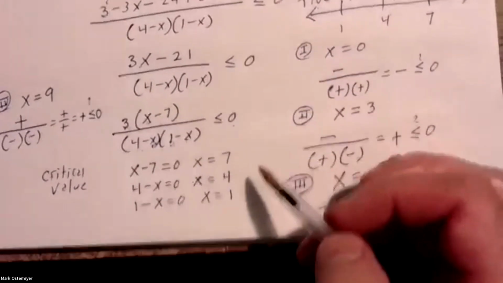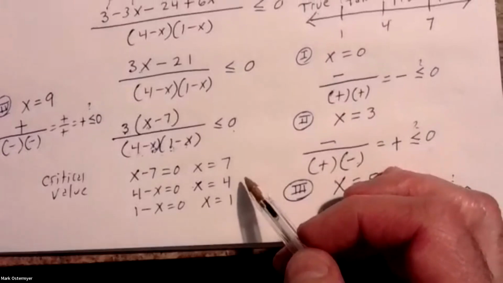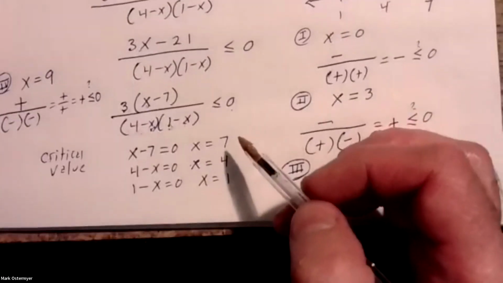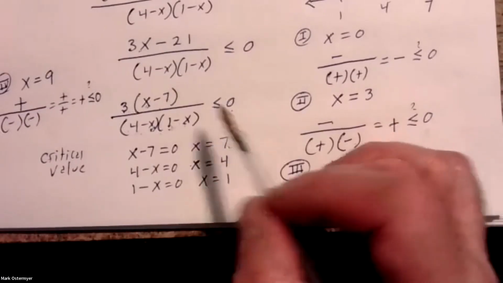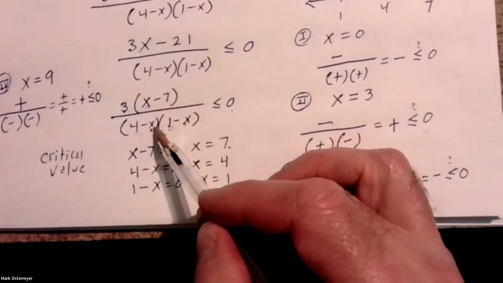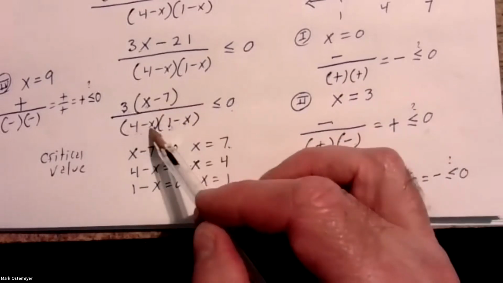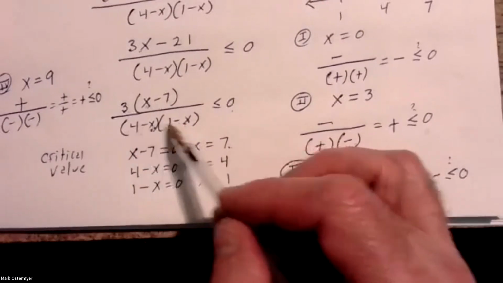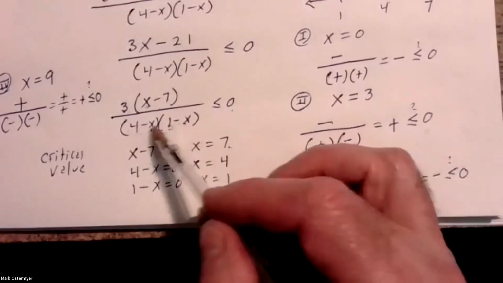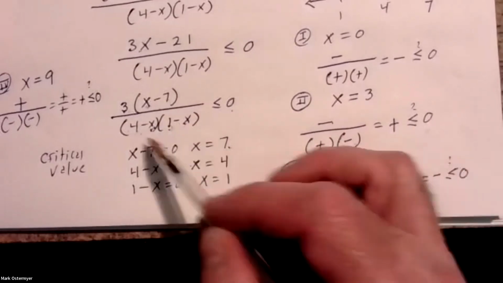Would we include any of these critical values in our solution set? Would 7 be in the solution set? Well, it looks like it will. If I put 7 in for x, this will not be a 0 factor. 4 minus 7 is not 0. 1 minus 7 is not 0. So we're just concerned whether our denominator is 0, which it isn't if x equals 7.